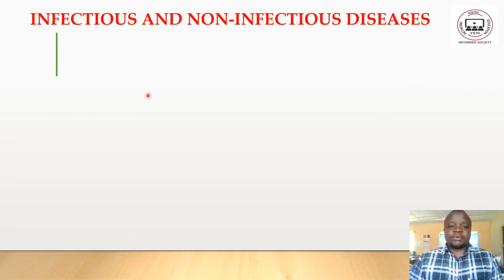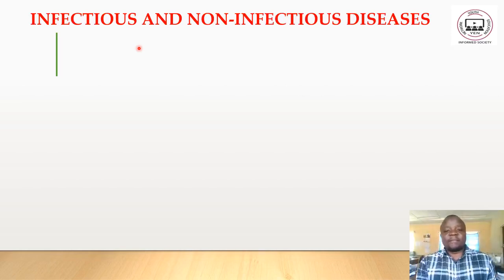So here we are, infectious and non-infectious diseases. We have already pointed out that infectious diseases are communicable diseases, meaning they can pass from an affected person to a normal person. We have given a few examples to show some diseases are infectious, others are not. If you take coughing and sneezing, coughing can spread from one person to another. If a patient is there and you are dwelling together in a room, you are likely to catch the disease.